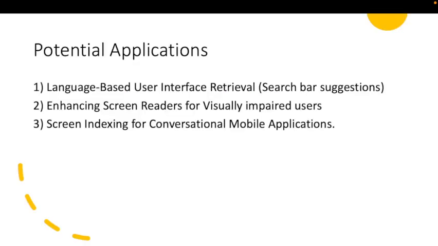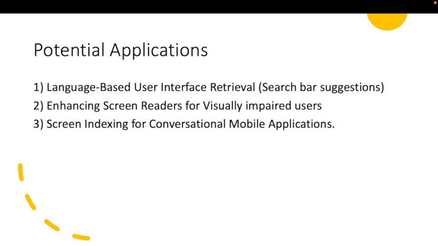He mentioned 3 potential applications of this screen summarization. First is language-based user interface retrieval. It's really helpful to give better, more detailed search bar suggestions, like a side page for social media instead of simply a side page, which is more typical for keyword-based user interface retrieval. And then, with a better summary, it will help visually impaired users when they're using an app.